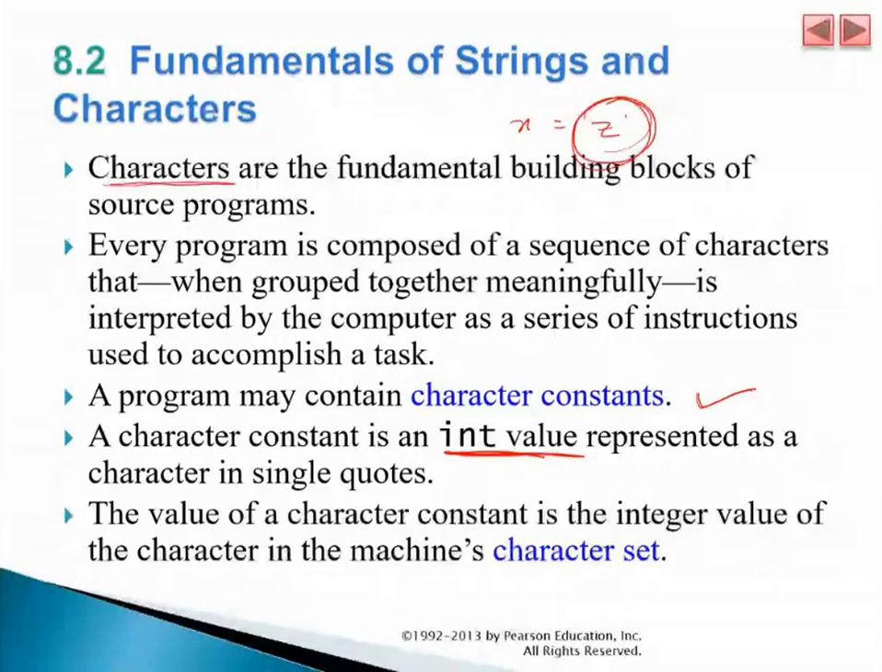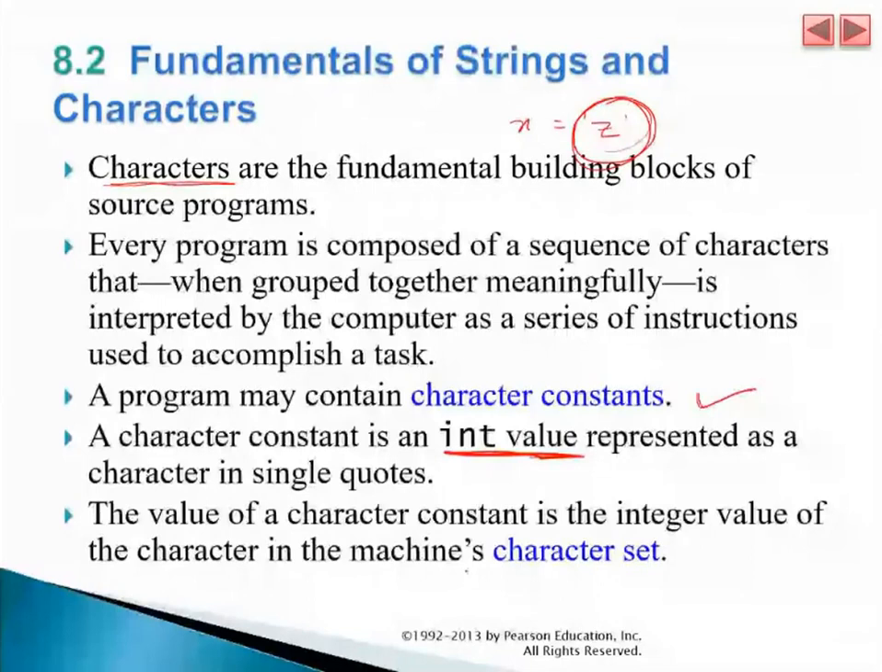Now you have to think from the point of view of the computer. Actually, in a computer there is no such thing as characters. Everything is some sort of number, some sort of digits, some sort of values. So when we talk about a character constant, it is nothing but some integer value that represents that character constant. Similarly, the value of a character constant is the integer value of the character in the machine character set.